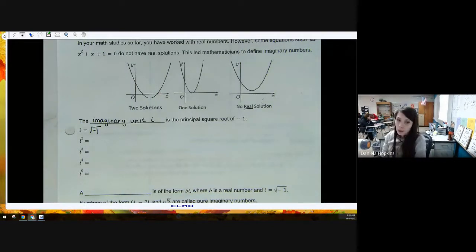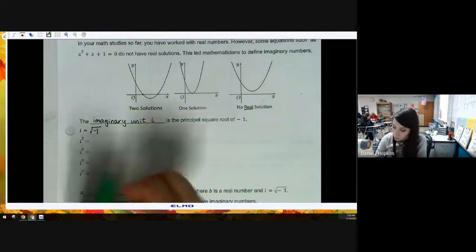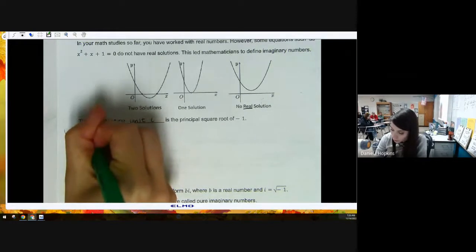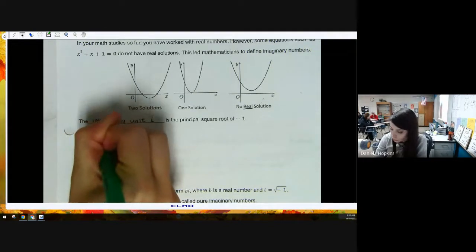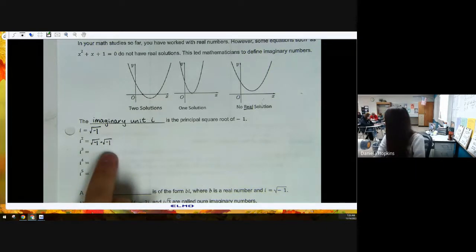We have this cool pattern that happens, and I say cool somewhat in quotations. So I squared, if you imagine I is the square root of -1, I squared is the square root of -1 times the square root of -1. Does anyone remember what happens when you multiply two identical square roots? They combine. So like, what's the square root of 2 times the square root of 2? It is the square root of 4, which is what? 2. So you guys remember that rule?